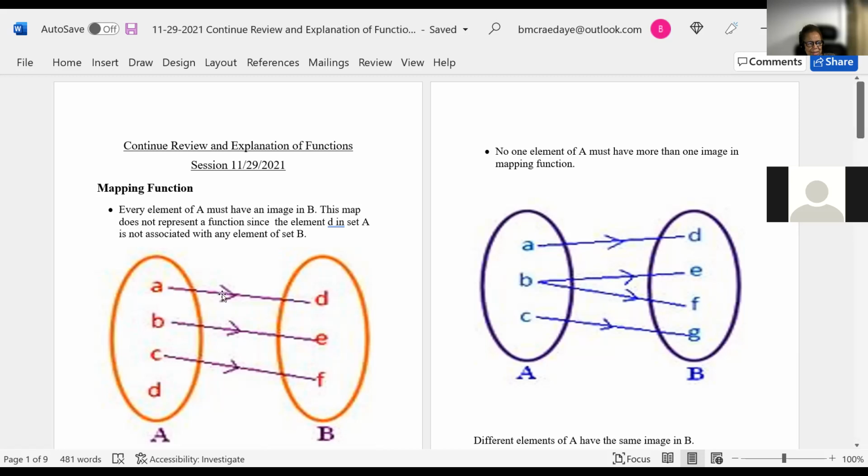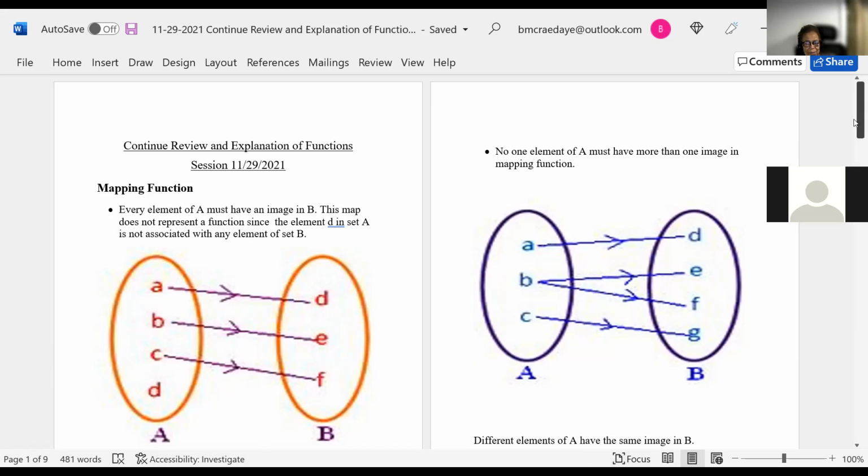No. These lines represent the mapping. In other words, A maps to D, B maps to E, C maps to F. Now, D is not mapping to anything, so that's why this is not a function. Yeah, that's why I said D is on its own. Yeah, that's right. It's not a function because D is not mapping to anything in B. So every element in this circle must map to something in this circle, B. So this does not represent a function. Got it? Yeah. All right.